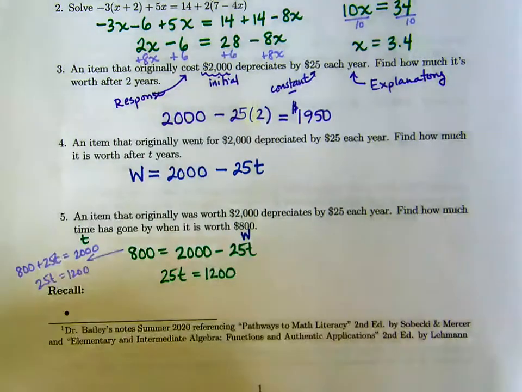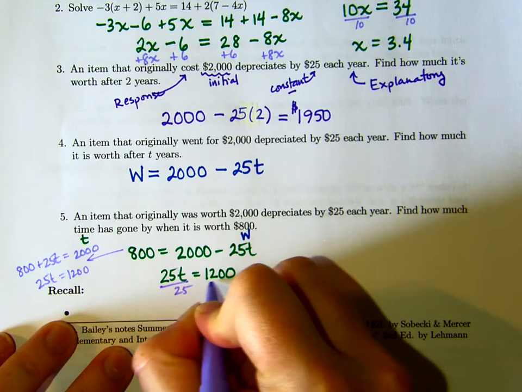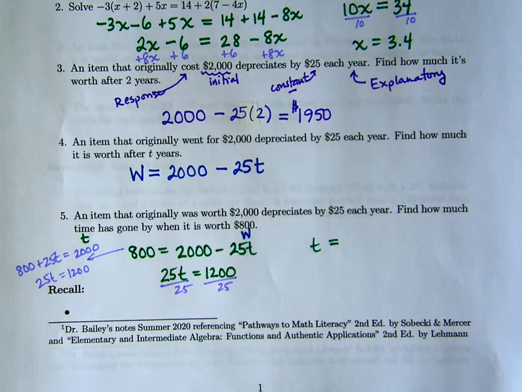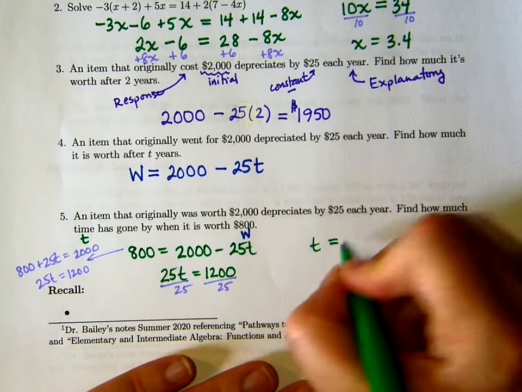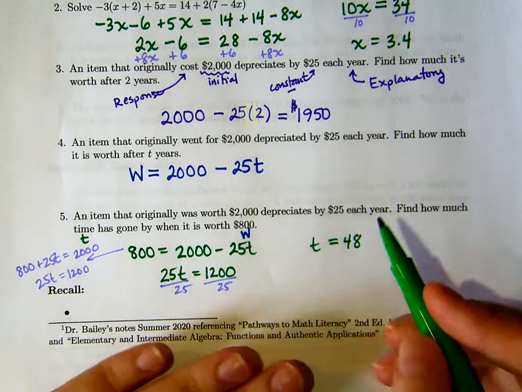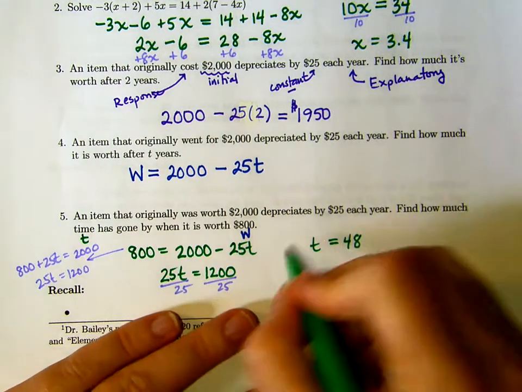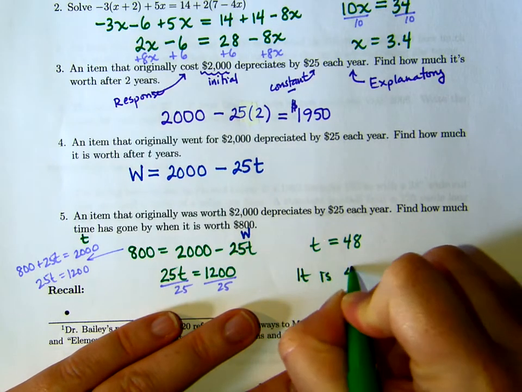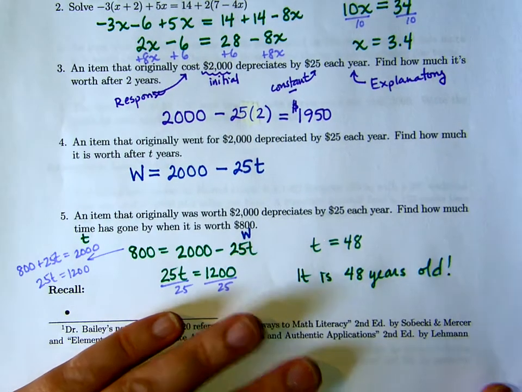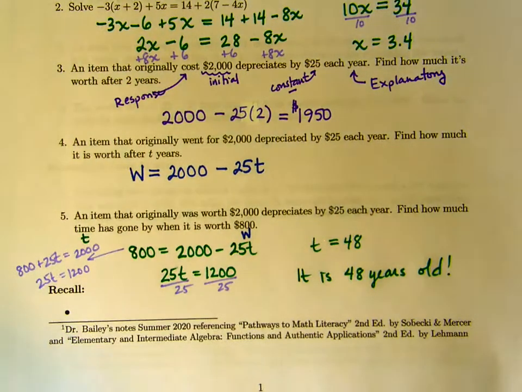Scale each down by 25. And that means, oopsie, I get 48 for t. How much time has gone by when it's worth $800? 48 years. It is 48 years old. Okay, and a quick recall.